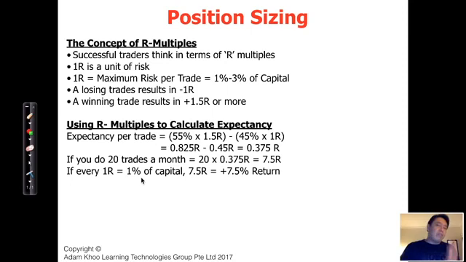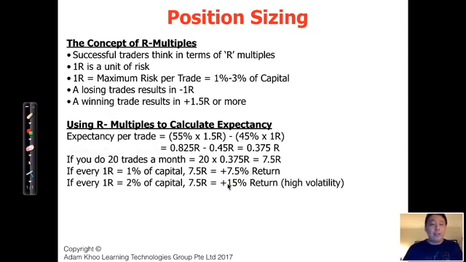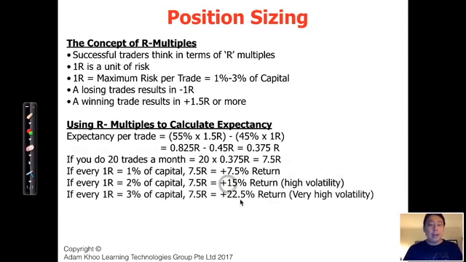So again, what's 7.5R? If you're risking 1% of your capital, 7.5R is a 7.5% return on your capital. Risk 2% is 15%, risk 3%, it's 22.5% return on your capital. Let me say, okay, if that's so great, why don't I do this immediately? Because the volatility will be a lot higher, right?